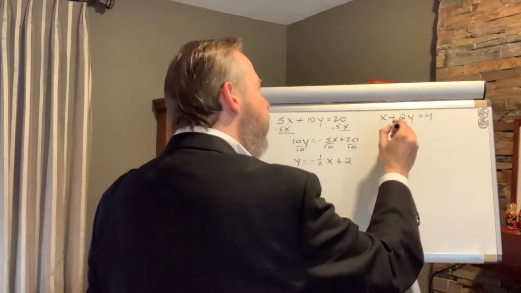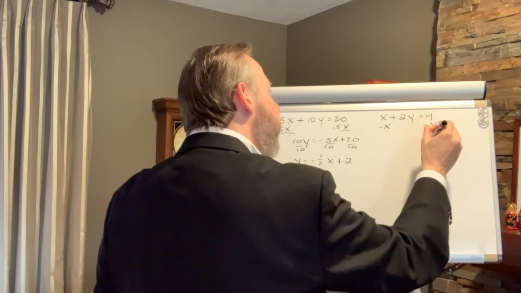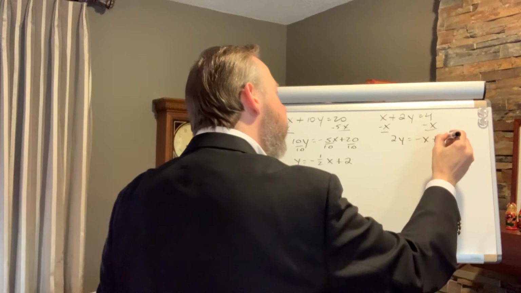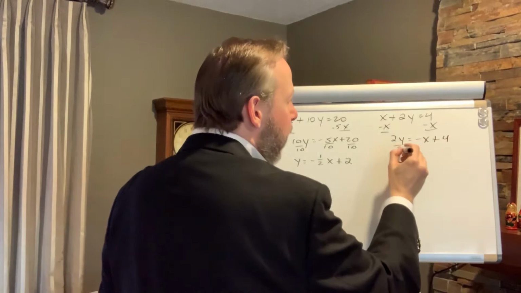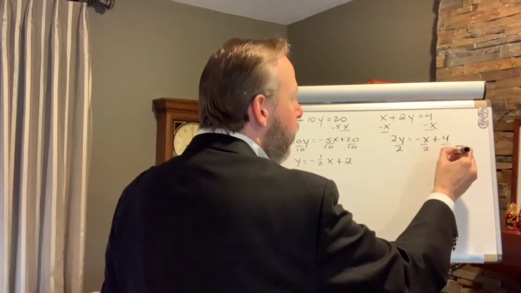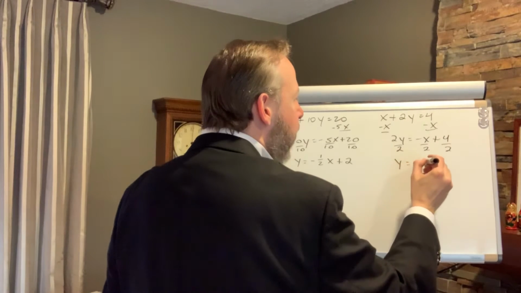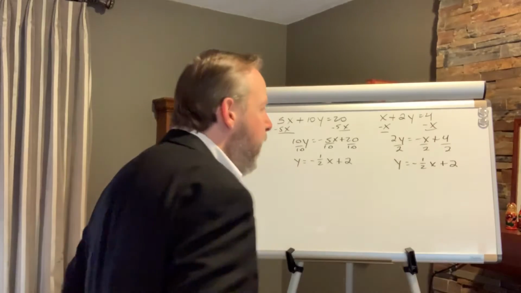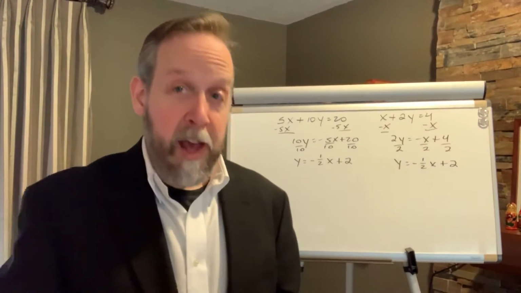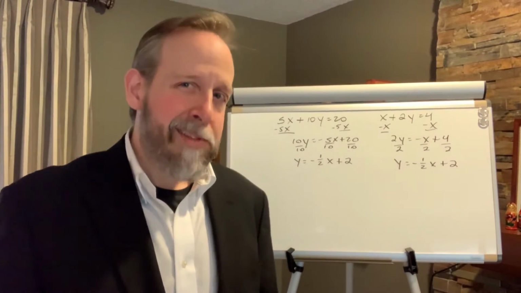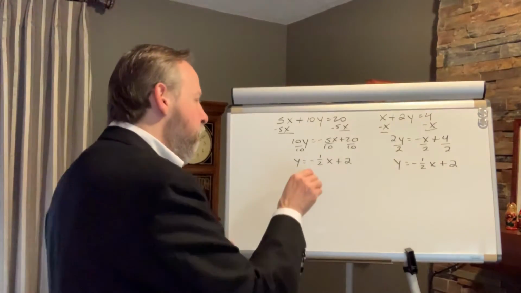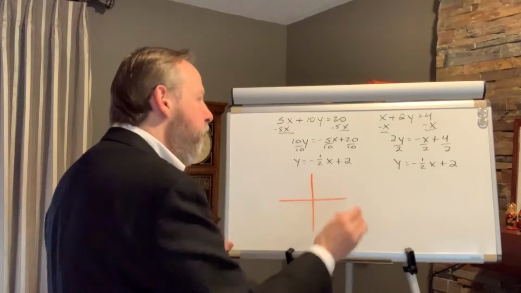This other equation, again, subtract the x from both sides. We have 2y equals negative x plus 4. Divide everything by 2. Y equals negative 1/2 x plus 2. At this point, I would hope you can see they're the same line. All right, well, let's just say you can't see it. You don't recognize it. Okay.